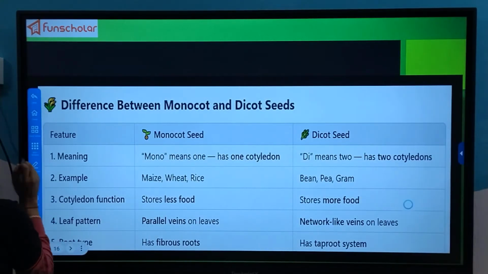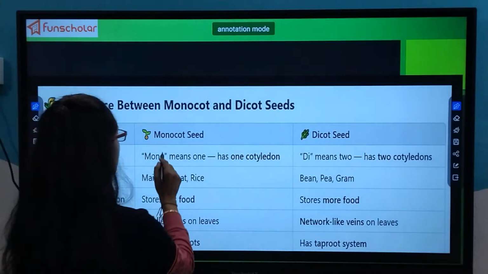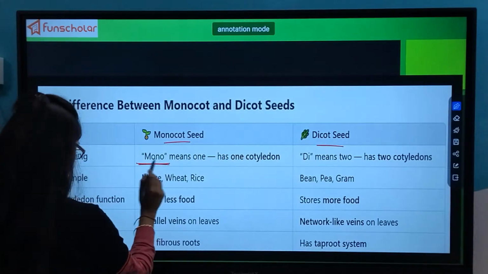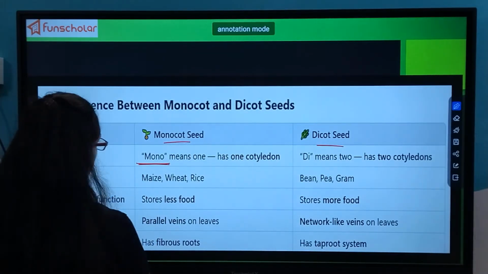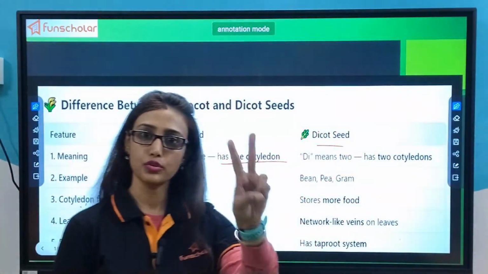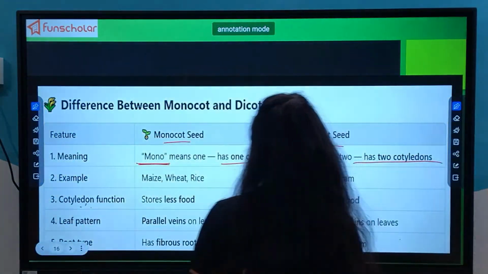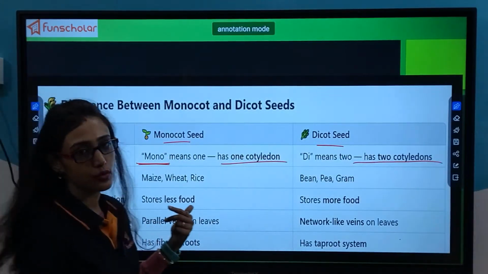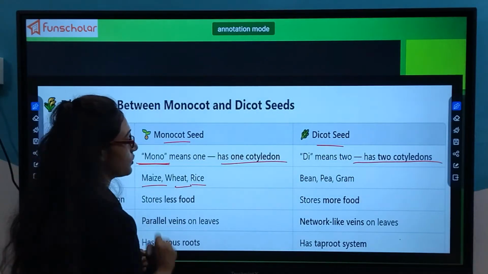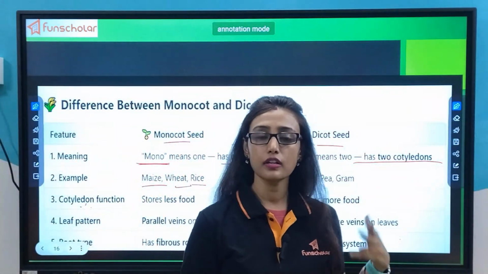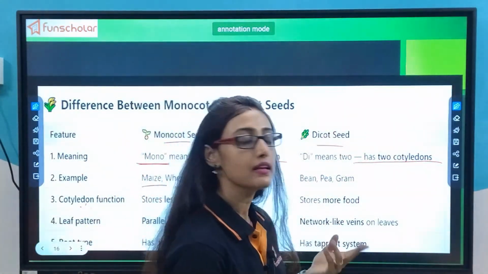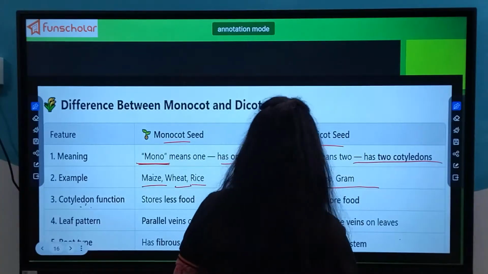Now let's just read the difference. Monocot, dicot. Meaning mono, I have told you just now. Mono means it has one cotyledon. Di means two. Therefore, it has two cotyledons. Examples I have told you: corn, rice, wheat in case of monocot. And in case of dicot, pea, gram, then rajma, beans, everything comes under dicot.